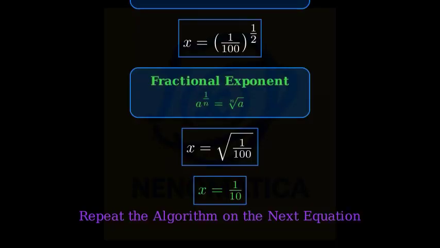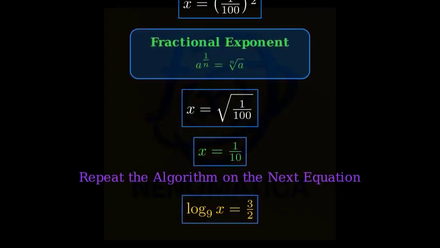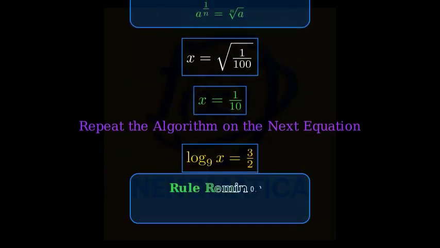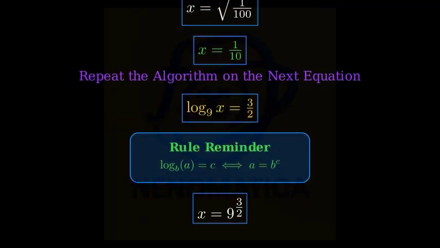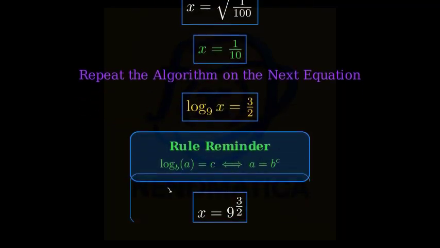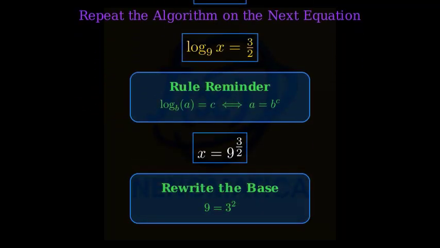Now we apply the same algorithm to the second equation. Example 2. We start with log base 9 of x equals 3/2. Again, convert to exponential form using the same rule. So x equals 9 to the 3/2. Express the base 9 as 3 squared.